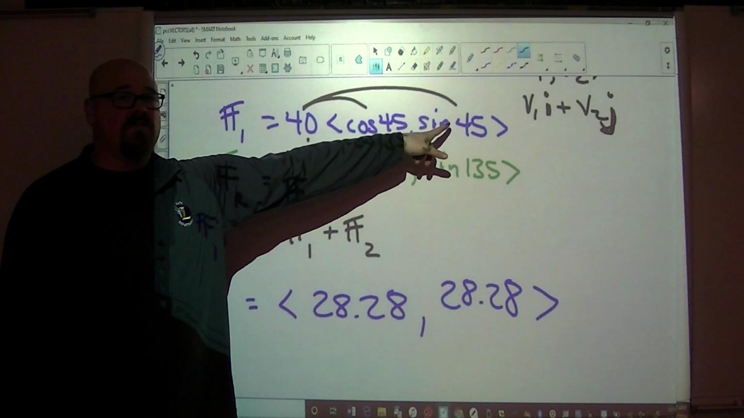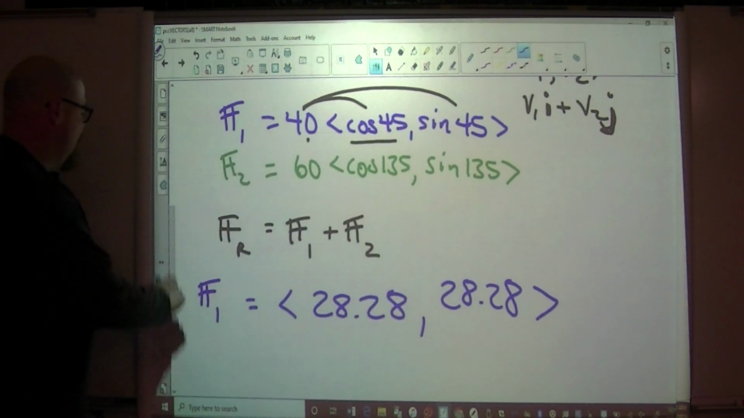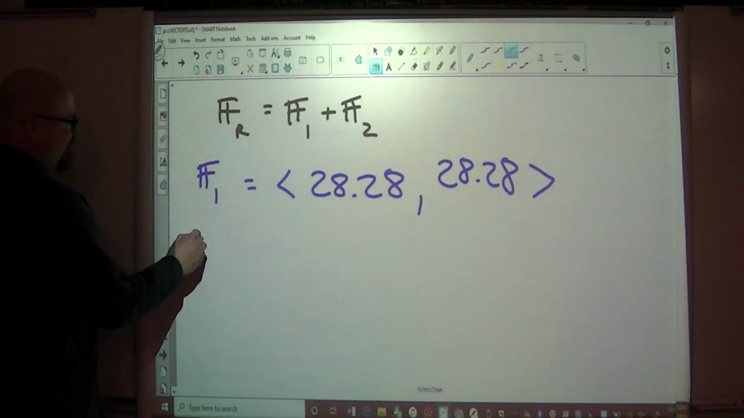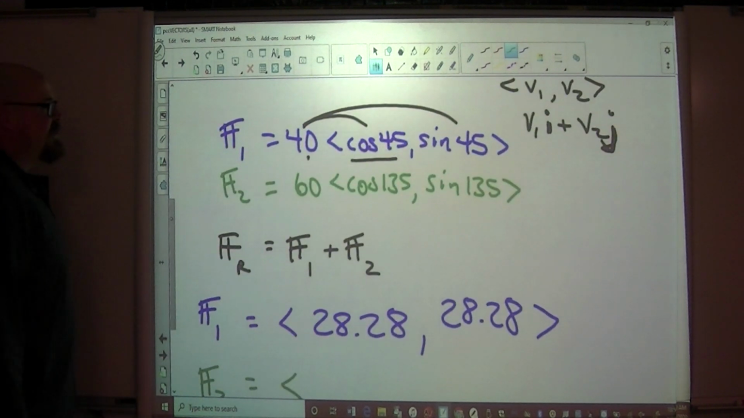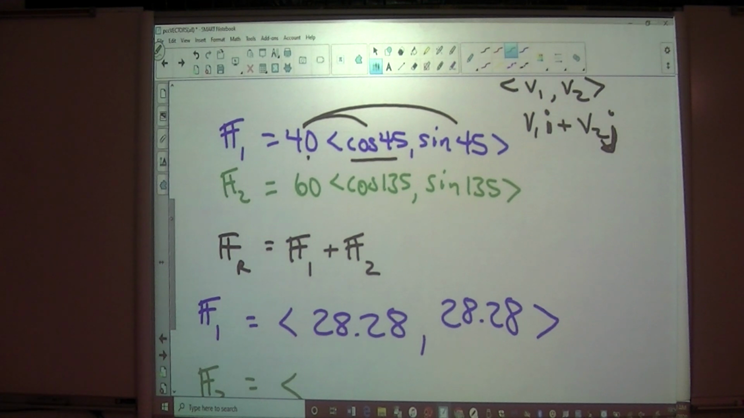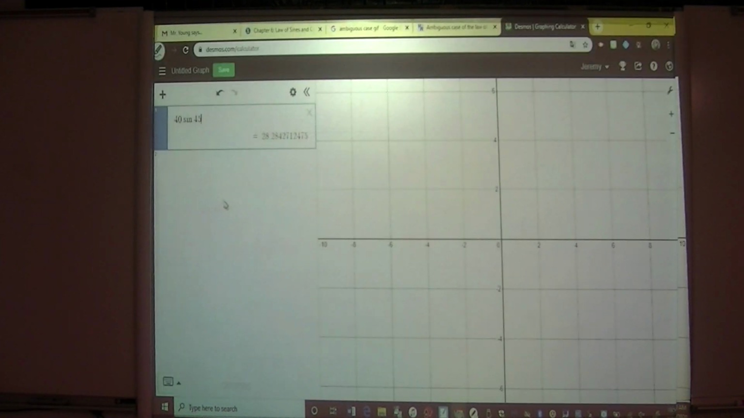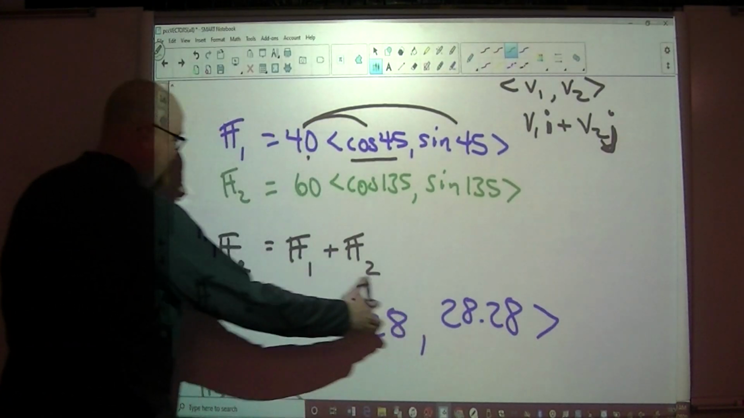The sine of 45 degrees is radical 2 over 2. They're the same. That's why these are the same. All right. Now, for the second force vector, when we do 60 times the cosine of 135, what are we going to get for that? Let's do both of these at the same time so I don't have to keep jumping back and forth. Let's do 60 times the cosine of 135, and let's do 60 times the sine of 135. Negative 42.42, positive 42.42. For pretty much the same exact reasons, these were the same.